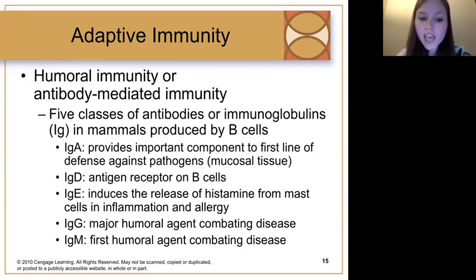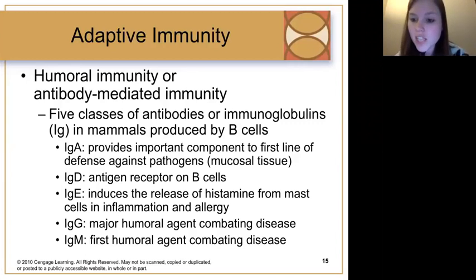So IgA, where the Ig just stands for immunoglobulin, is an important component to first-line defense, again, and it's mostly in mucosal tissue. IgD is an antigen receptor on B cells, so it recognizes pathogens. IgE will induce the release of histamine from those mast cells. So if you are having a lot of inflammation or an allergic response, IgE is going to be present in pretty good concentrations. IgG is the major humoral agent that combats disease.